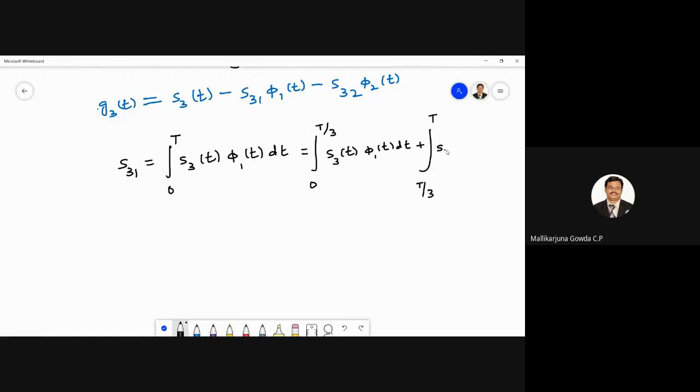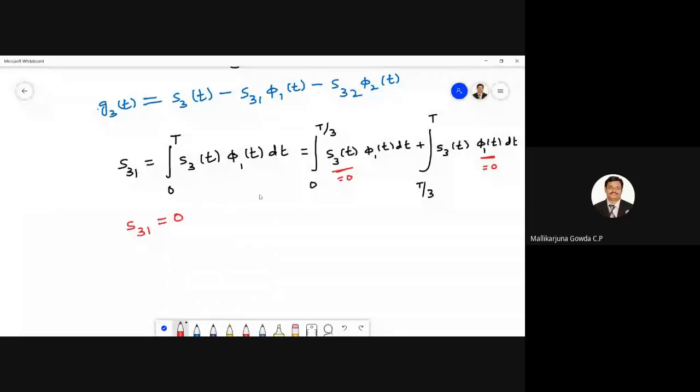Then let me write S3 of t, phi 1 of t dt, right? And I know the value of S3 of t is 0 from 0 to t by 3. Yes or no? And the value of phi 1 of t is 0 from t by 3 to t. Hope I am clear. Hence, I can say S31 is equal to 0. Hope this point is clear.